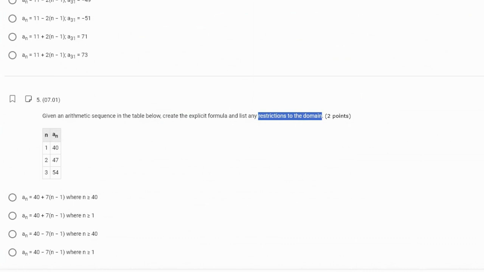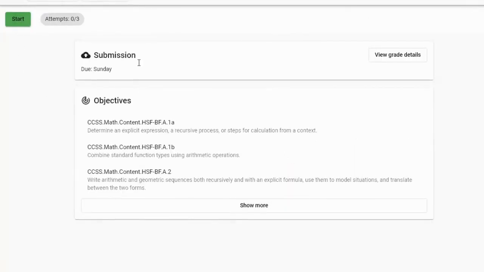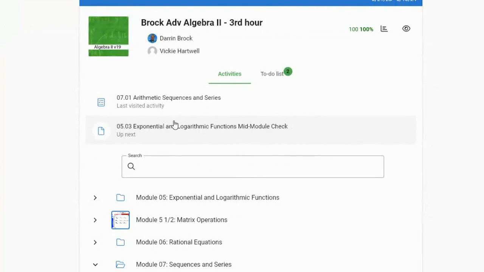So, all right, 5 questions, guys. Arithmetic sequences. We're going to do geometric sequences next time. This was arithmetic, adding arithmetic. Geometric, we get into a little more exponential type talk.